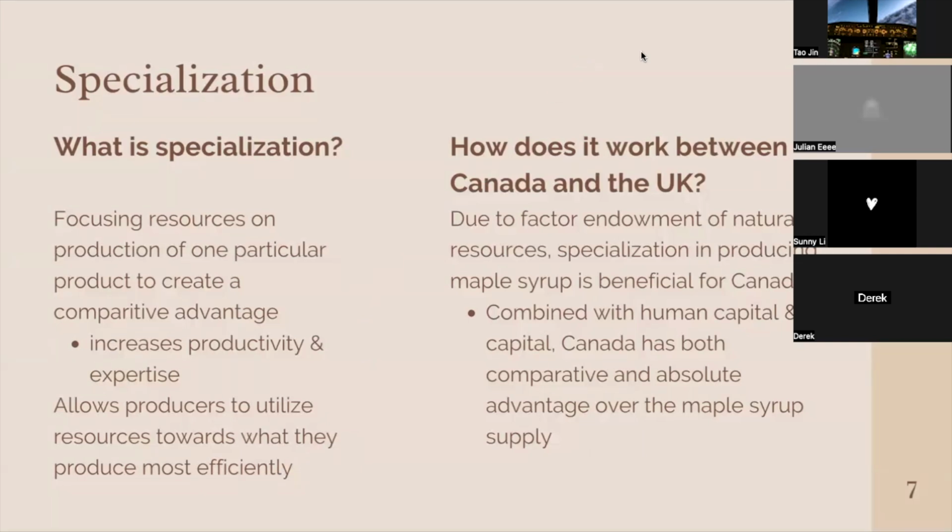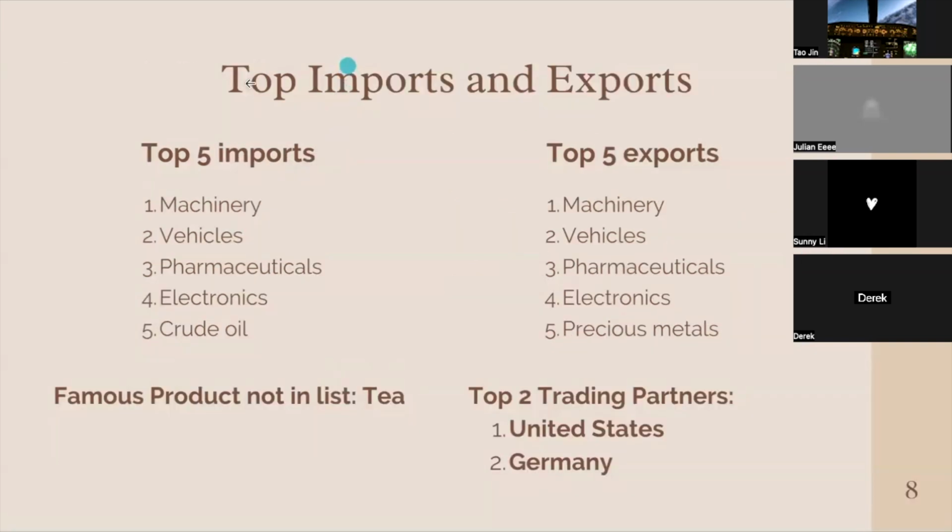So, how does specialization work between Canada and the UK in our trade agreement? Due to the factor endowment of natural resources in Canada, Canada should be specializing in producing maple syrup, which is more beneficial. Combined with human capital, Canada has both comparative and absolute advantage over the maple syrup supply, which is why Canada should be trading maple syrup.